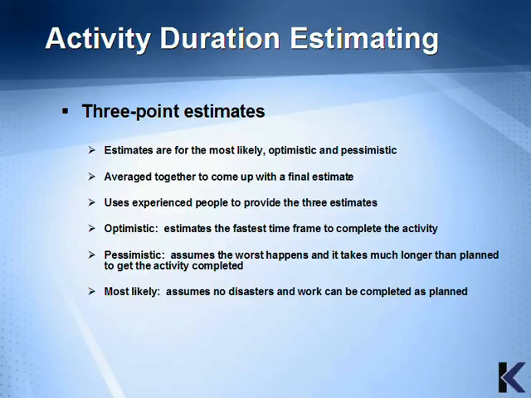The optimistic is, of course, the estimate of the fastest time frame to complete the activity. Pessimistic, of course, assumes the worst happens and it takes much longer than planned to get the activity completed. And the most likely estimate assumes no disasters and that work can be completed as planned.